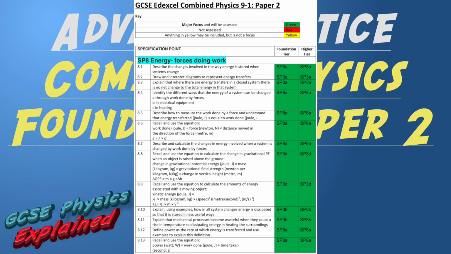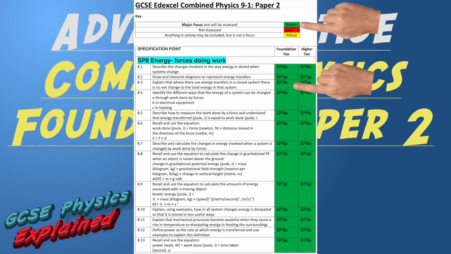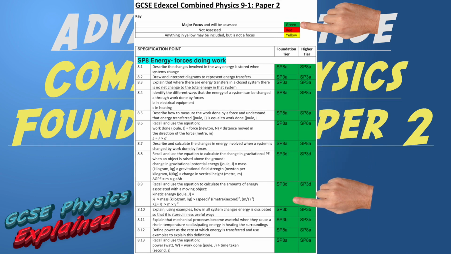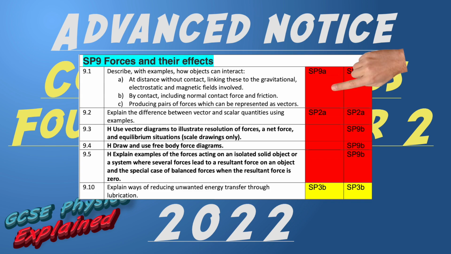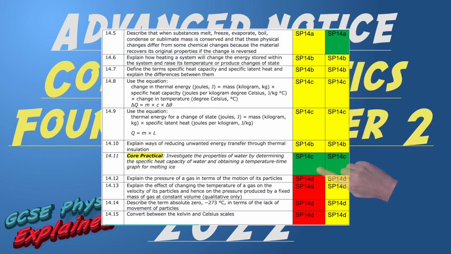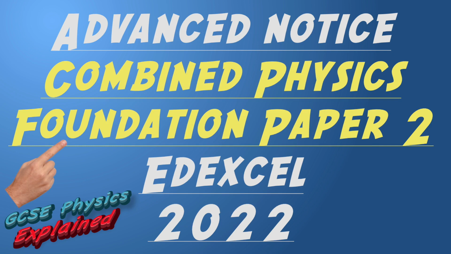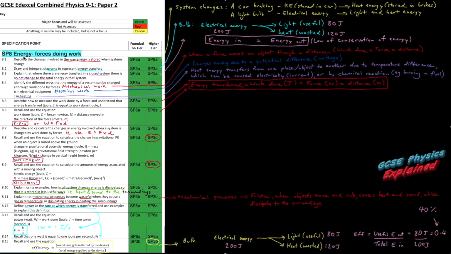In this version of the advanced notice article, I'm going to show you anything in green is definitely going to be on the exam. Anything in yellow may be on the exam in a small way, and anything in red will not be on the exam. In this video, I'll go over the green and yellow areas to help you prepare for the Combined Physics Foundation Paper 2 exam. Here's SP8, Energy, Forces Doing Work.